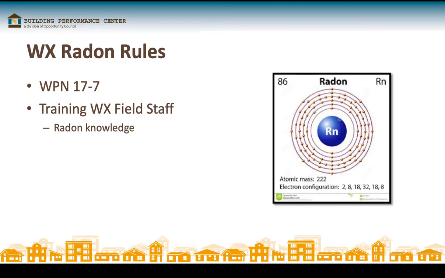WPN 17-7 requires training for our weatherization field staff. They describe that as auditors, assessors, and inspectors must have knowledge of radon, what it is and how it occurs, including what factors make it worse, and that the precautionary measures may be helpful. The one person they left out in the field staff is technicians, who should also have knowledge about radon and how to install the precautionary measures. Now, most of our technical staff who are in the field installing know how to do air sealing, and they know how to put ground covers down.